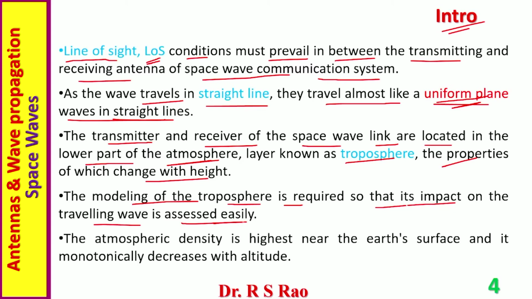So the medium in which space waves travel is troposphere. Medium affects wave propagation, the waves traveling through it. To assess to what extent wave propagation gets affected by the medium, we need to model that medium. In the present case, the medium is troposphere. The atmospheric density is highest near the Earth's surface and it monotonically decreases with altitude. This is one important property of the troposphere. Density is highest near the surface, it decreases with increase in height.